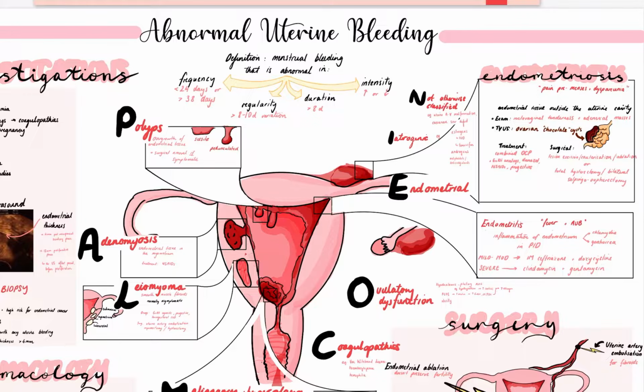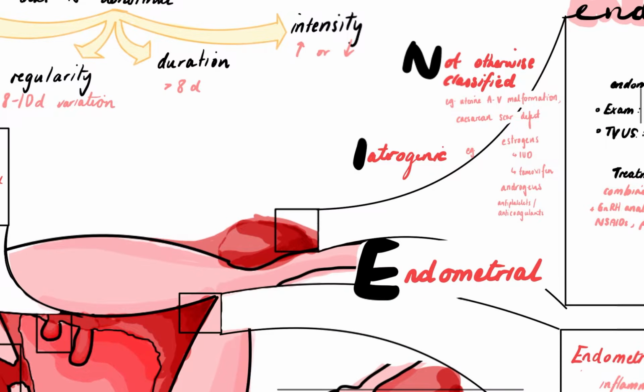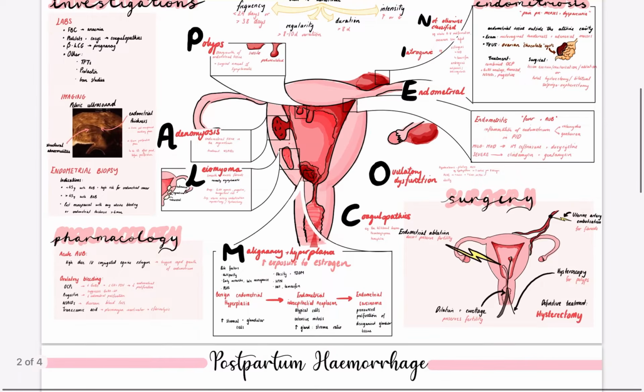FIGO developed this system called PALM-COEIN to remember or categorize the different causes of AUB. So PALM-COEIN stands for polyps, adenomyosis, leiomyoma, malignancy and hyperplasia, coagulopathies, ovulatory dysfunction, endometrial reasons, iatrogenic, aka caused by medications or treatment, and N for not otherwise classified, which is kind of a cop-out, but I guess important to go through as well.